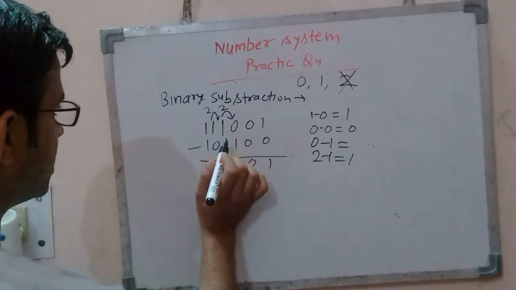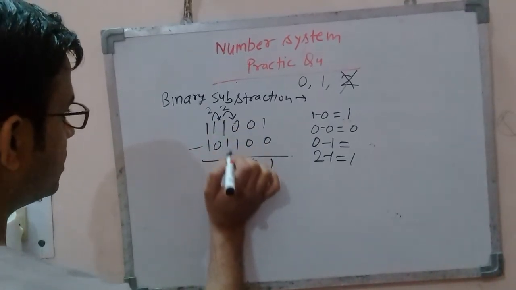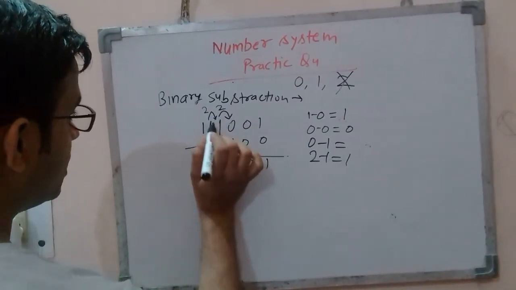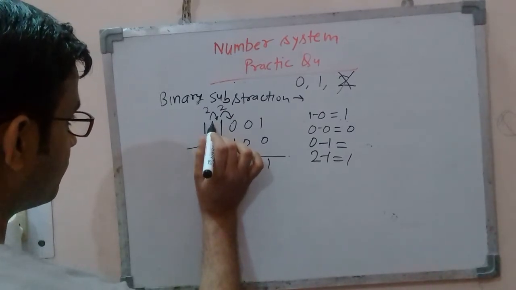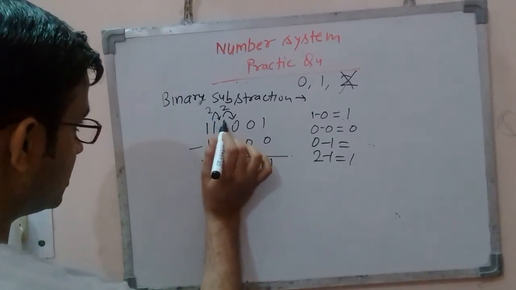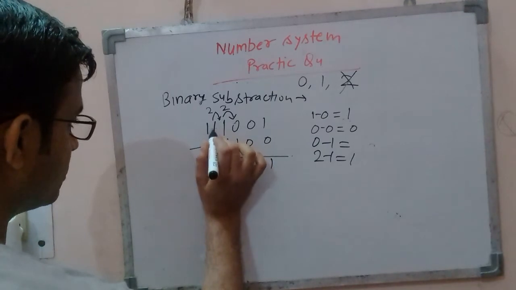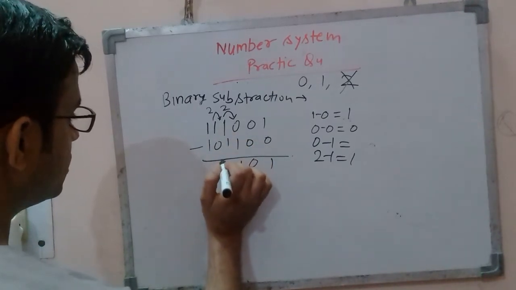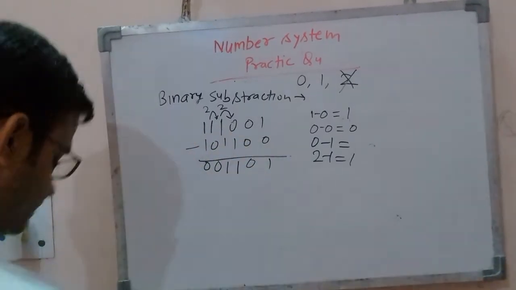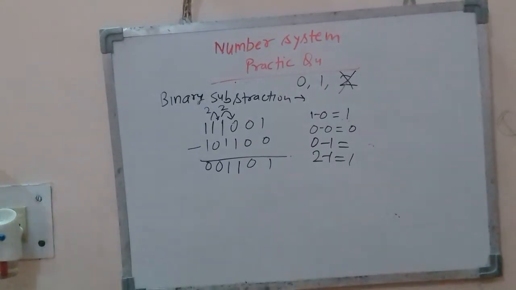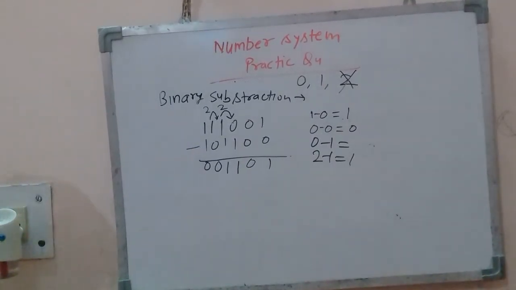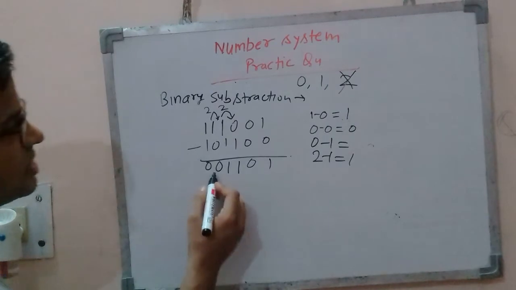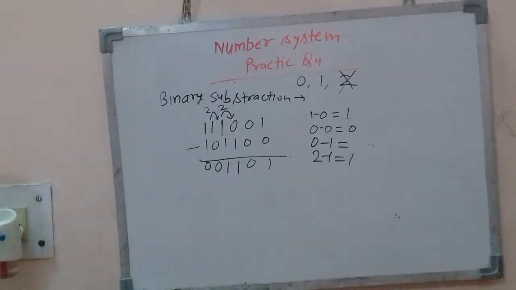That means 2 again carry. So now again 2 minus 1, 1. Again this becomes 0, because one borrow has been taken by the next stage. So this becomes 0 now. 0 minus 0 is 0. Now 1 minus 1 is 0. Right? So this is the answer, 0 0 1 1 0.